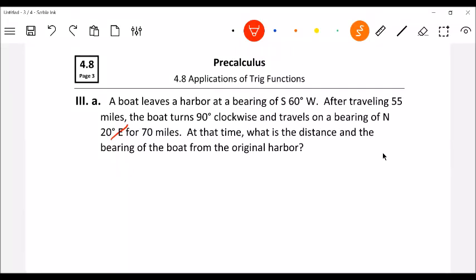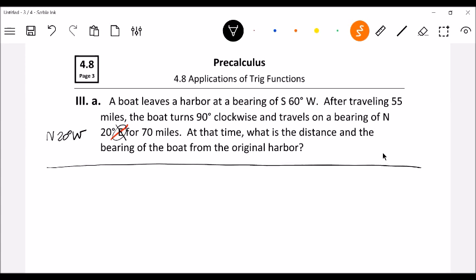Welcome. Let's apply trig functions to a navigation problem. First thing that I want to ask you to do is to change this here. In the third line, it says a bearing, well, second and third, north 20 degrees east, and it should be north 20 degrees west. So please cross out that E and change it to a W. Now we can actually do the problem.